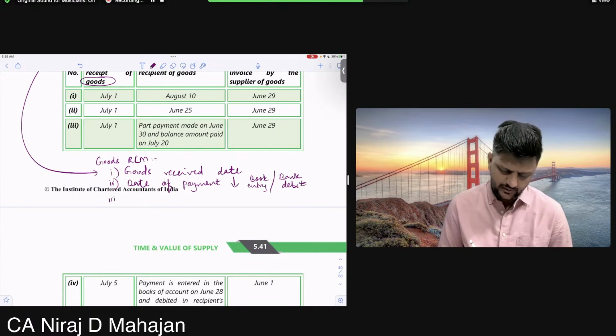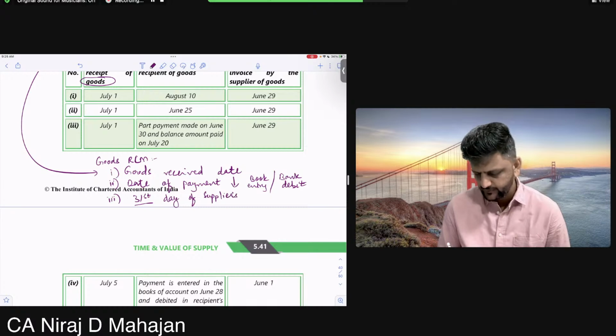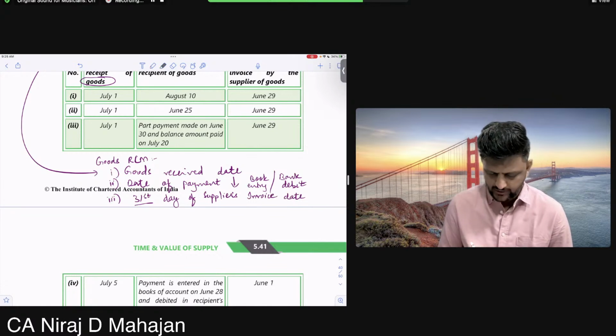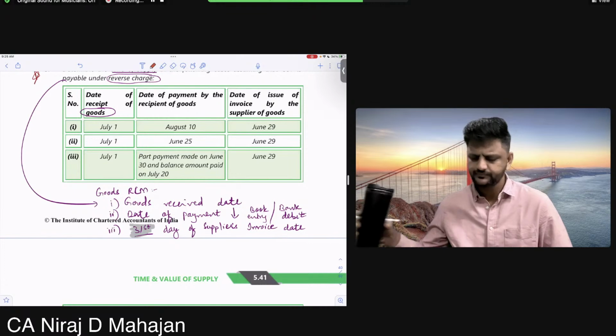And third, 31st day, don't again add one more day. 31st day of the supplier's invoice. Basically, this calculation you'll have to do for the 31st day. The remaining should be available immediately. Write it down. As a habit, write it down.